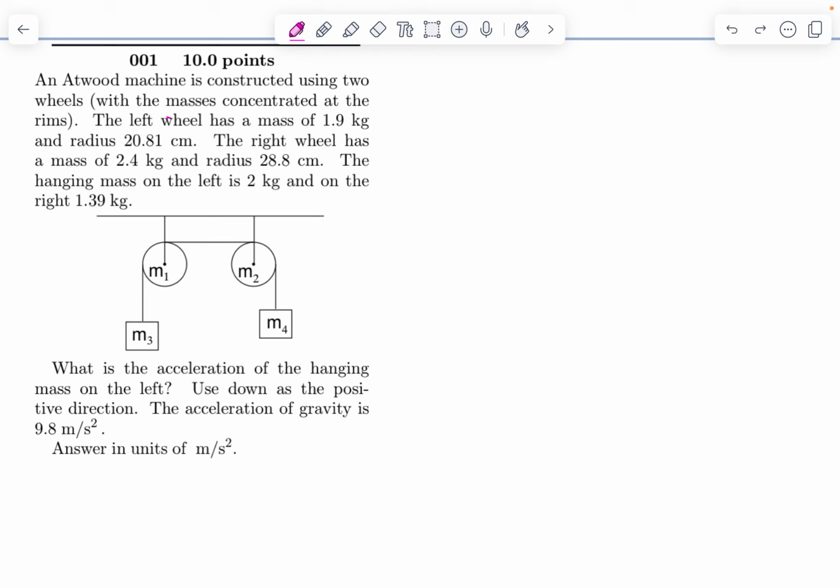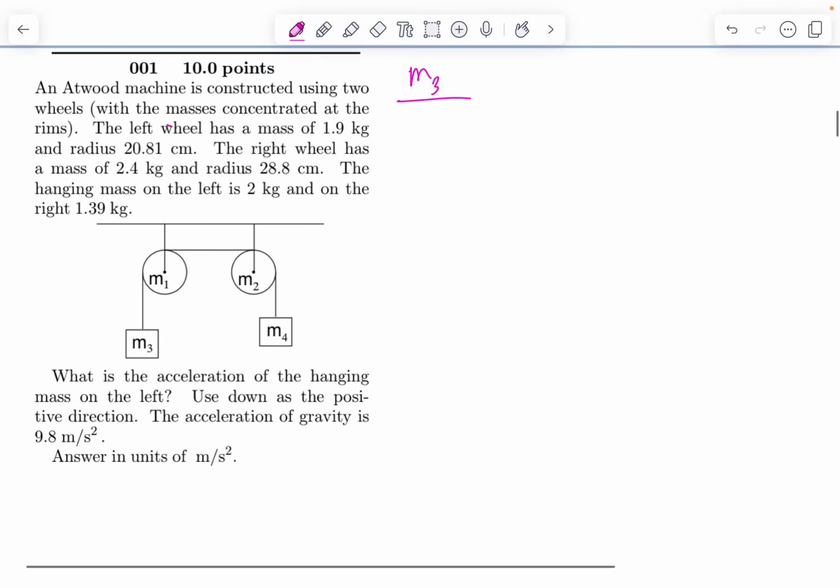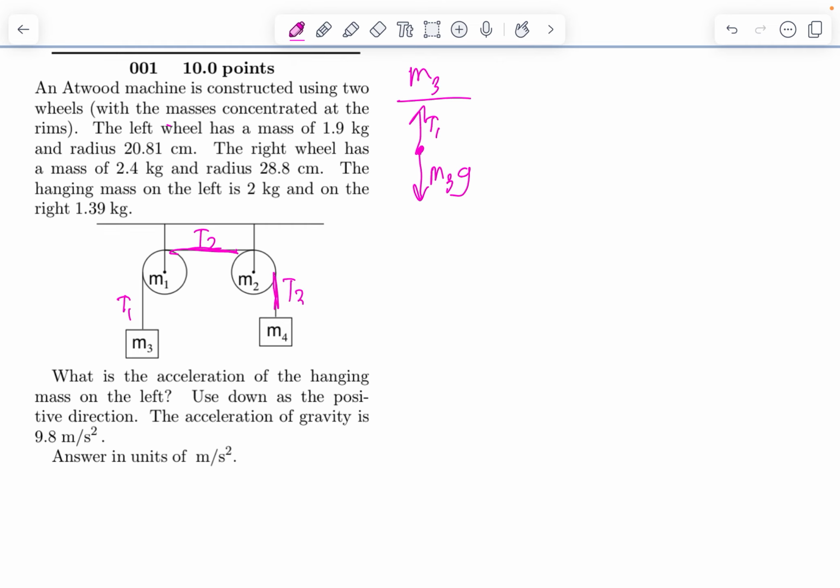But the process is the same: you'll draw your free body diagram, write your net force equation, and then solve. So we can draw a free body diagram for M3. There is gravity going down, so I'll call that M3G. And then there is a tension going up, because it's on a string. I'll call this tension T1, and I'll call this tension T2, and this tension T3, because it's three different parts of the string.